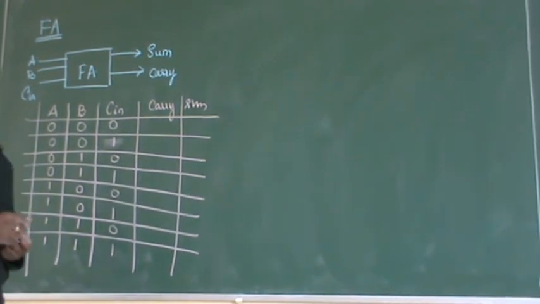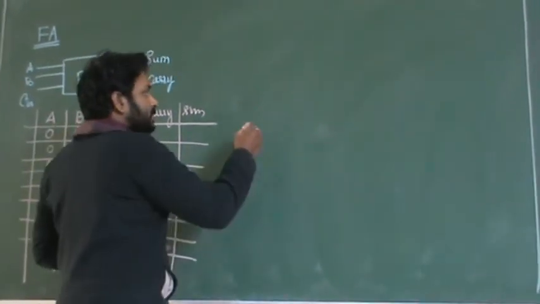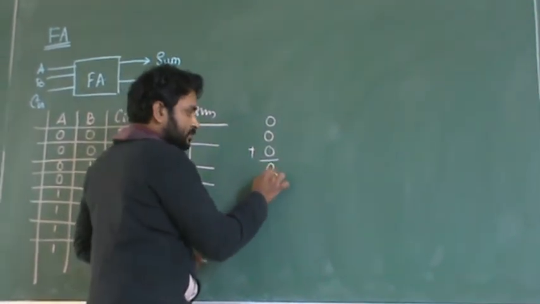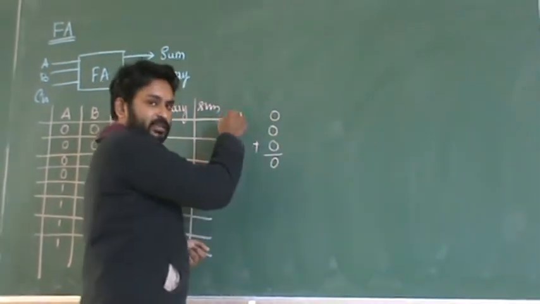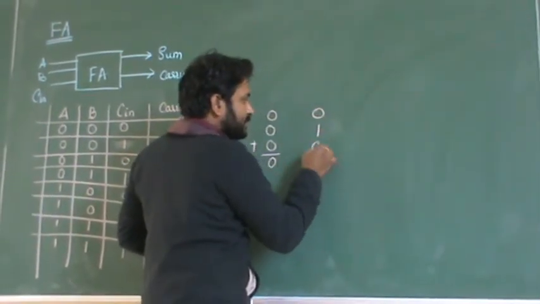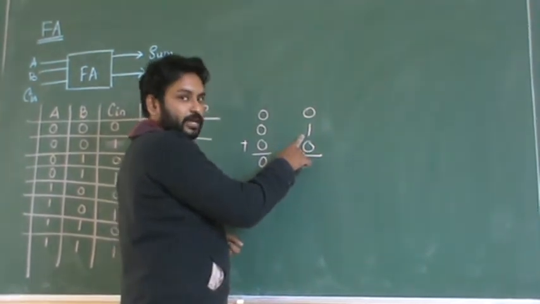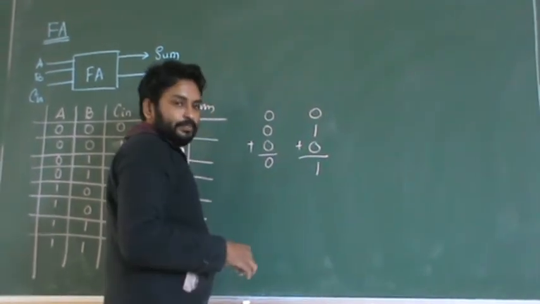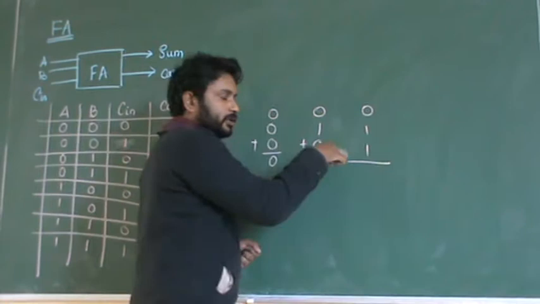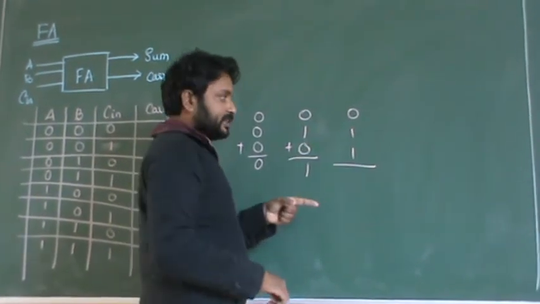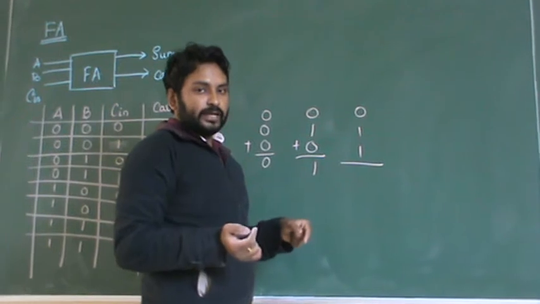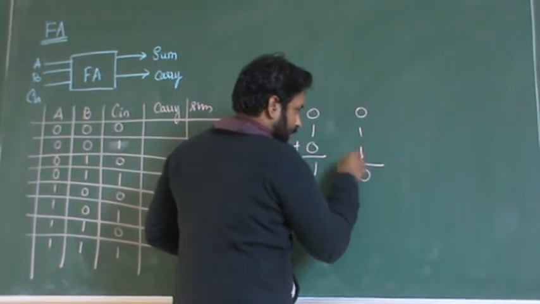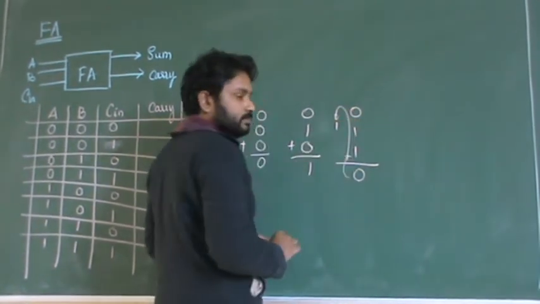Now, as I have already told in the previous half adder concept, 0, 0, 0 means what? If you are adding all these 3 zeros, the answer will be 0, so there is no carry here. So 0, 1, 0. If there is only 1 bit, then obviously the answer is 1 and there is no carry. And now 0, 1, 1. If there are 2 ones, 1 plus 1 is 2, right? You know how to write the 2 in binary, that is 1 and 0. So 0 will be the sum and carry will be 1.